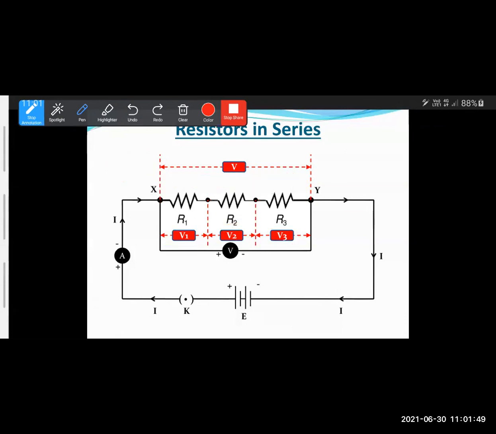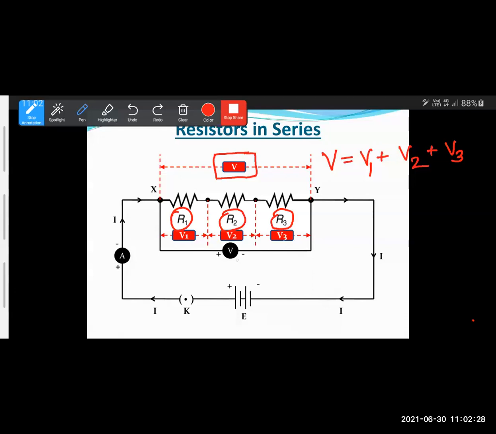Okay, so the voltage V1 is across resistor R1, the voltage V2 is across resistor R2, and the voltage V3 is across resistor R3. But one important thing that you need to understand here is the total voltage V across all the three is a sum, means addition. That means I can write total voltage V equals voltage V1 across resistance R1 plus voltage V2 across resistor R2 and voltage V3 across resistor R3.